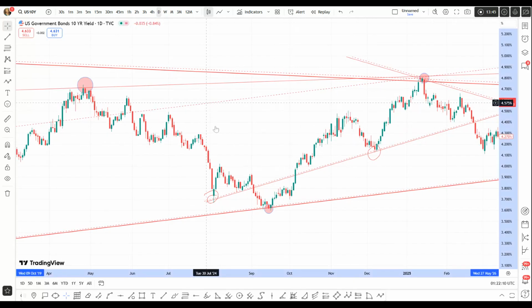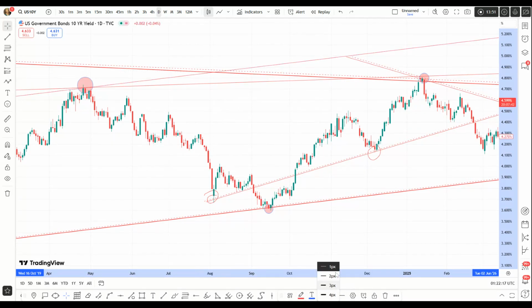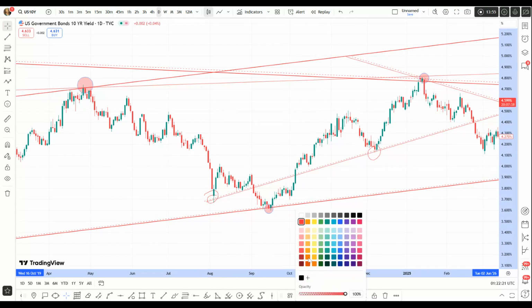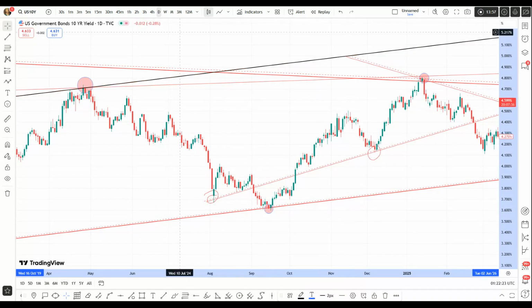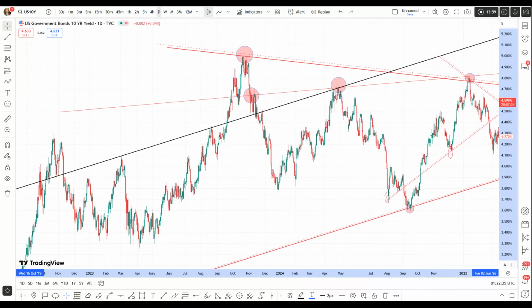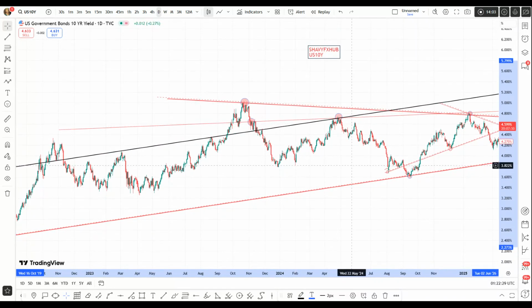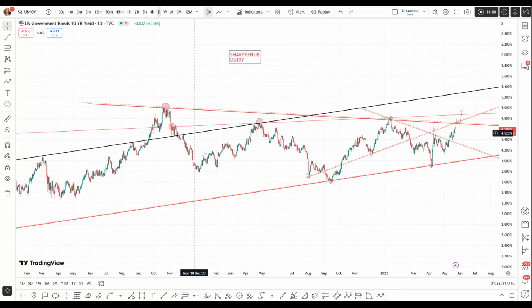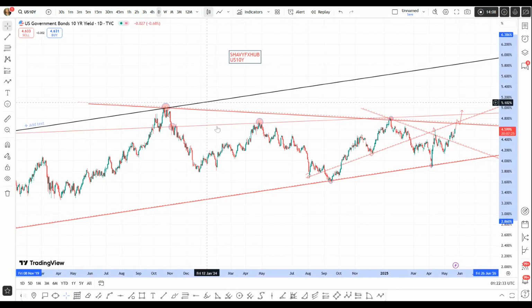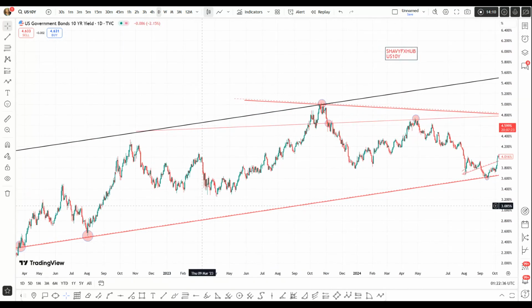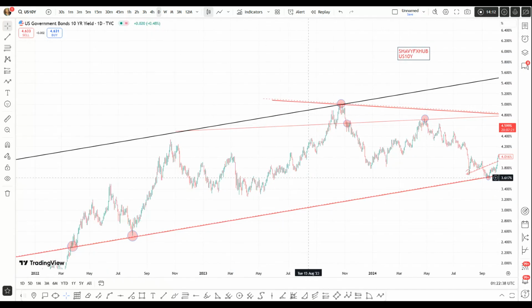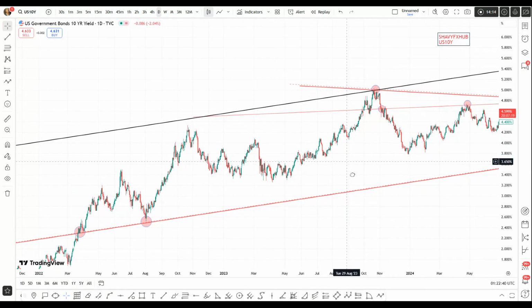It could even be more than that. Come on, it could be even more than that. It should even be our gauge. So let's change the color. This is a complete channel. This is a complete bullish channel. This is what it looks like.